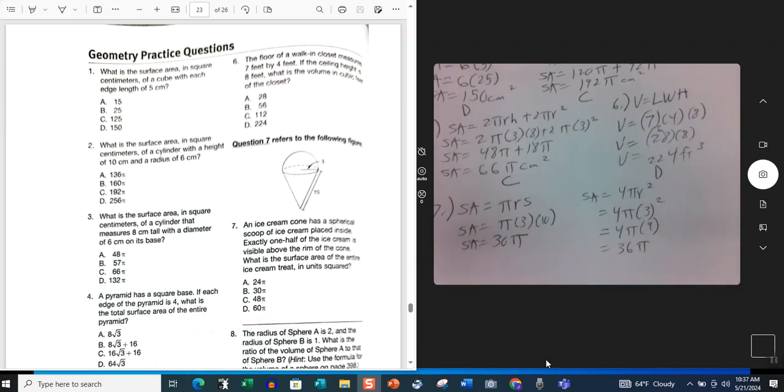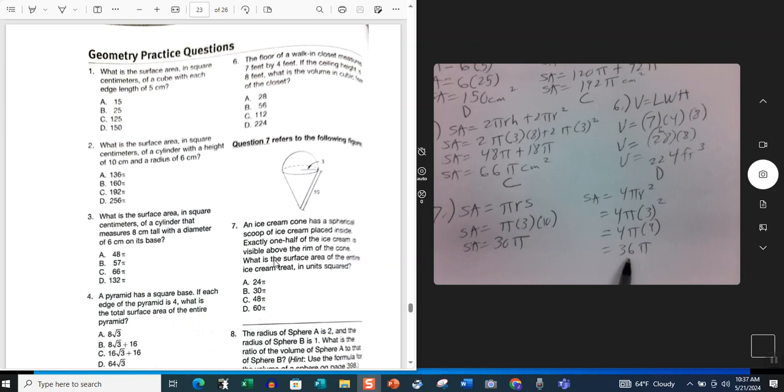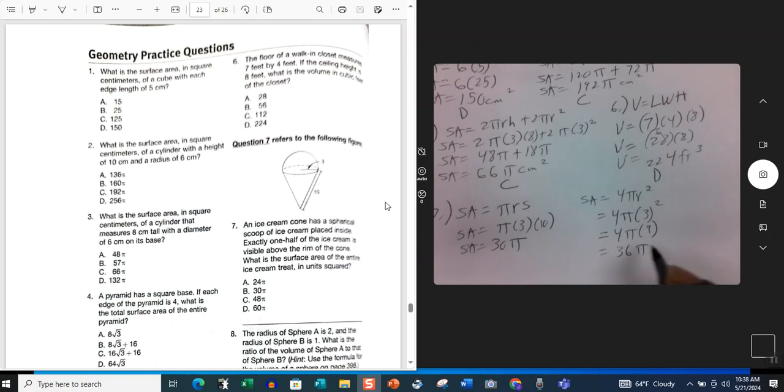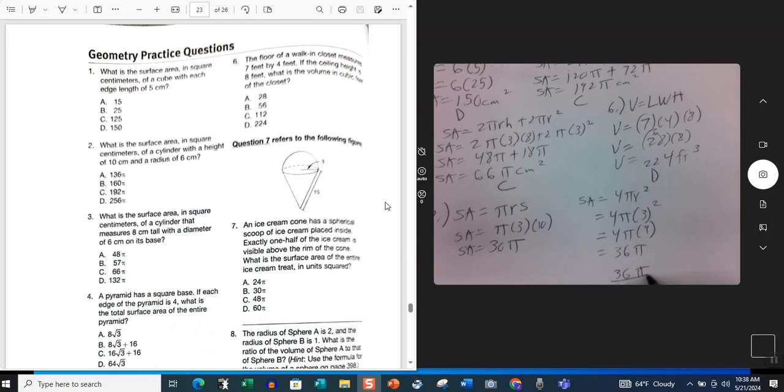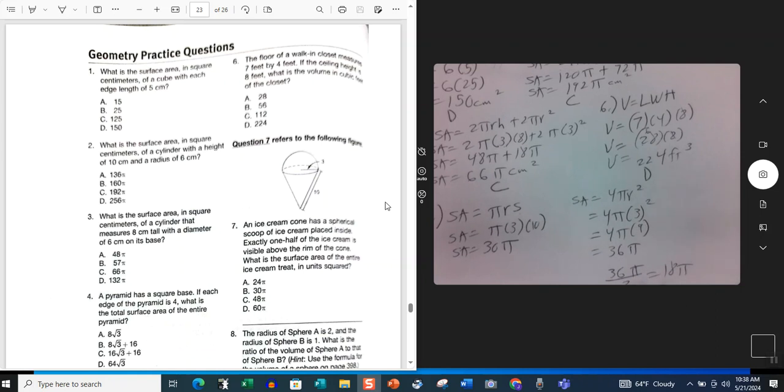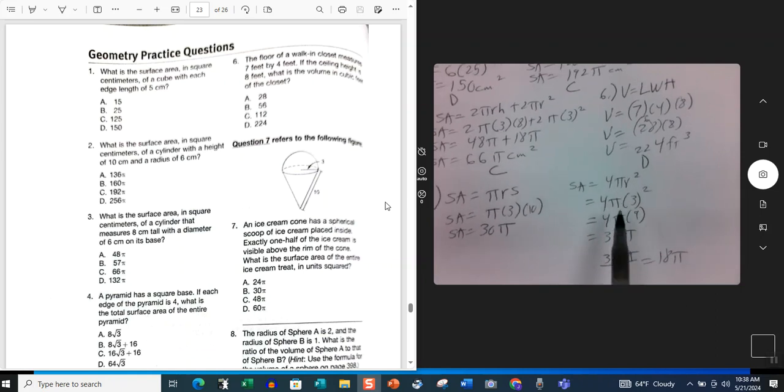Now, we would actually add these two together, but there's a little extra thing they put in this problem. They told us that exactly 1/2 of the ice cream is visible. Now remember, we're doing surface area, not just volume. So that means we have to take half of this, because only half of the ice cream is showing for your surface area. So we'll take the 36 pi and divide it by 2, and that would give us 18 pi. So this would tell us the surface area of half of the ice cream scoop.